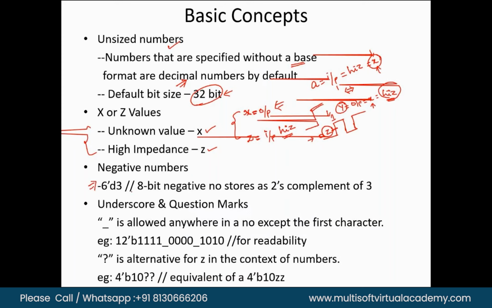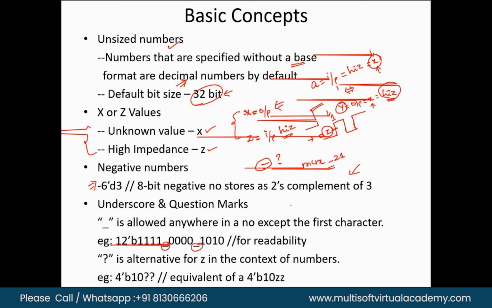For example, minus 6D3 is a decimal value in 2's complement form. Two more symbols are there: one is the underscore and another is the question mark. The underscore you can use in your module name, as I already told, like mux_21 or 2 cross 1. The underscore is also used in the program for the readability of the data.